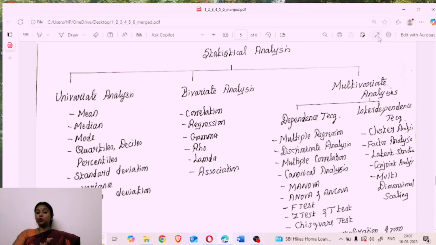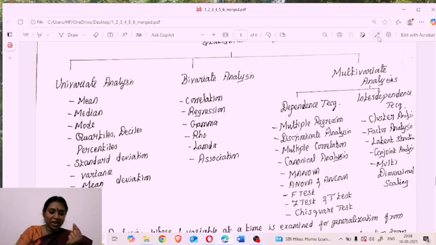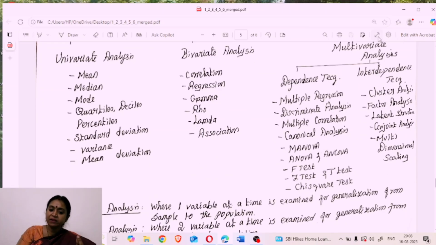Statistical analysis is broadly divided into univariate, bivariate and multivariate. Univariate talks about a single variable. Bivariate talks about two variables. Multivariate, two or more variables, comes under multivariate. Mean, median, mode, quartile, decile, standard deviation, variance, mean deviation. Univariate talks about a single variable at a time.